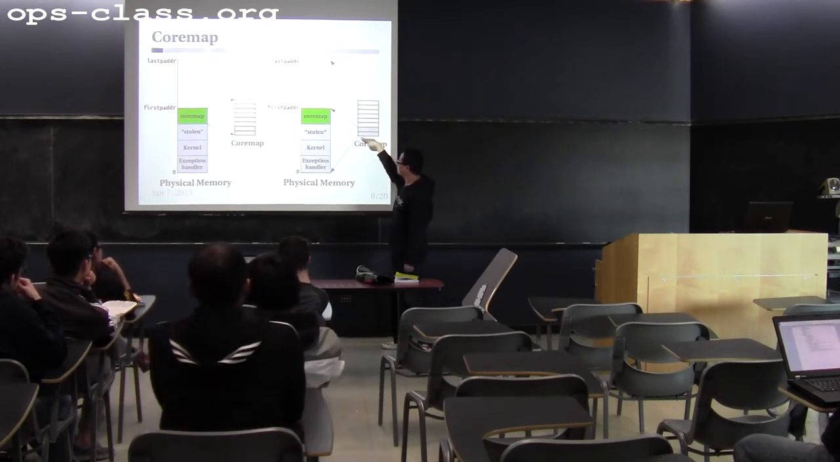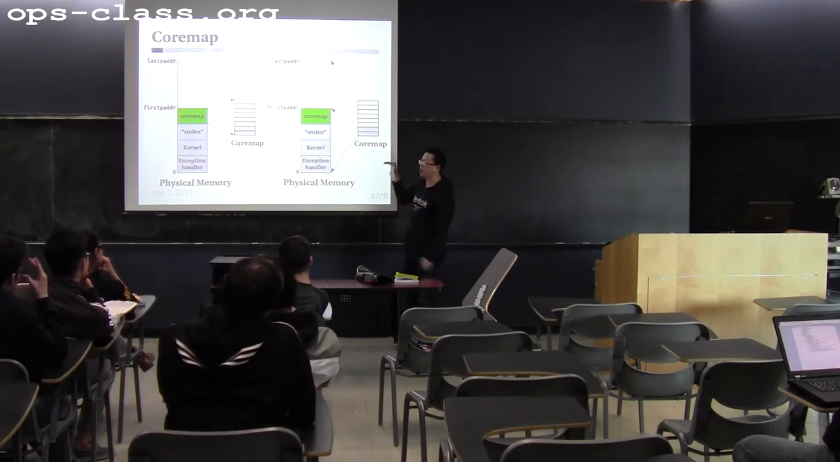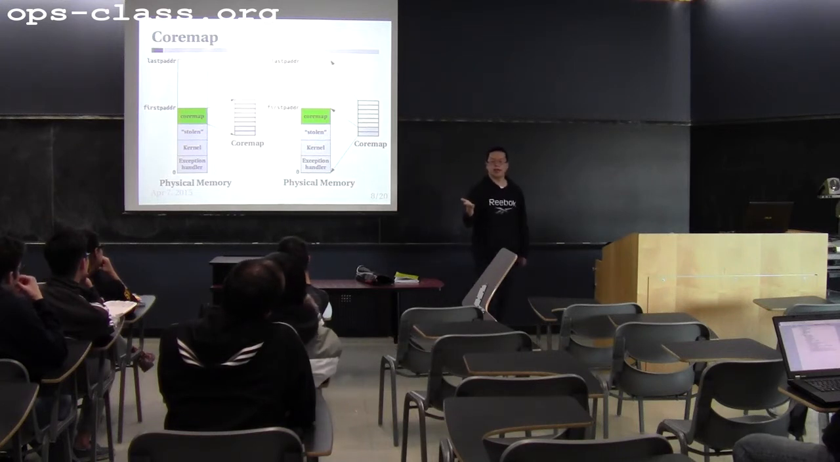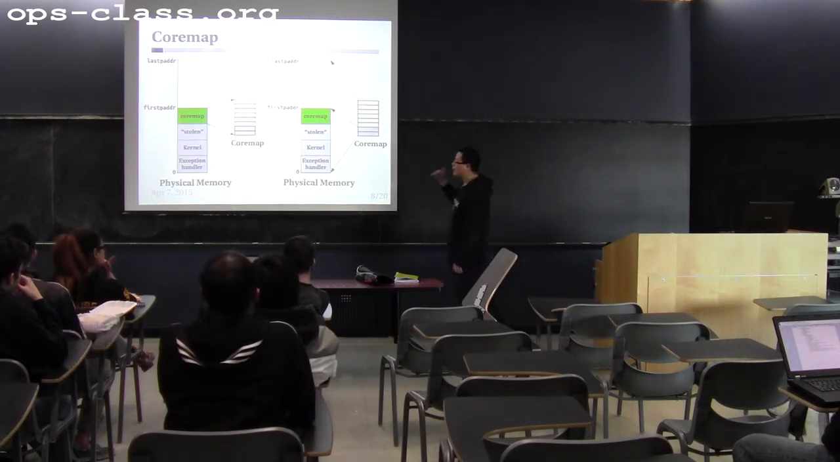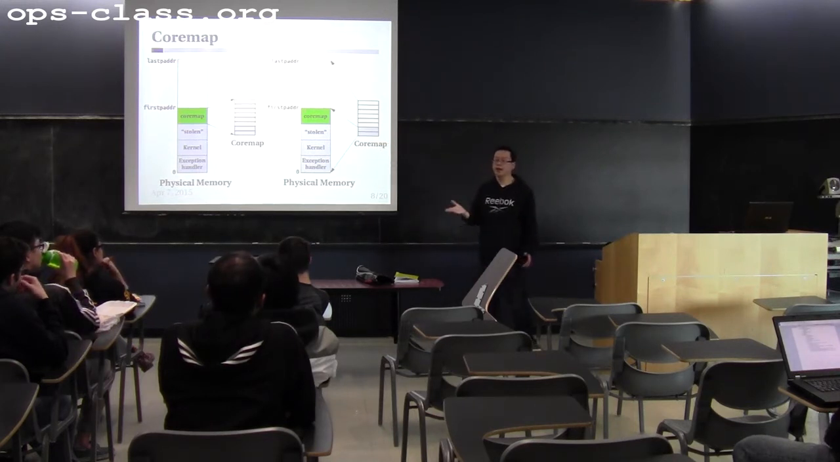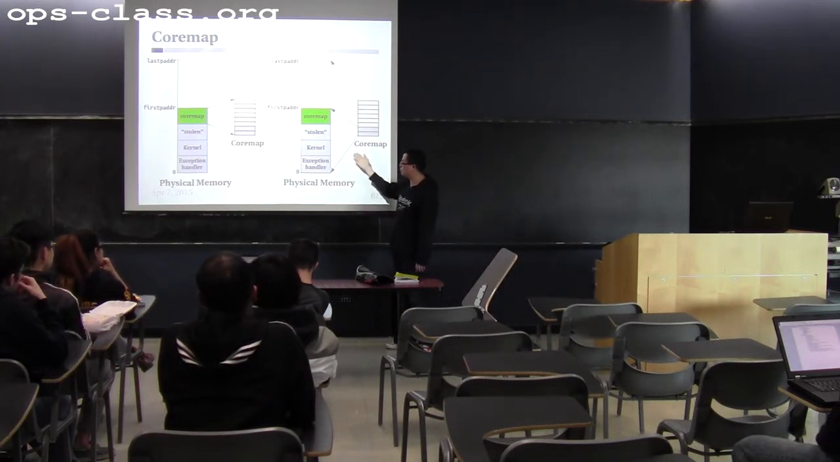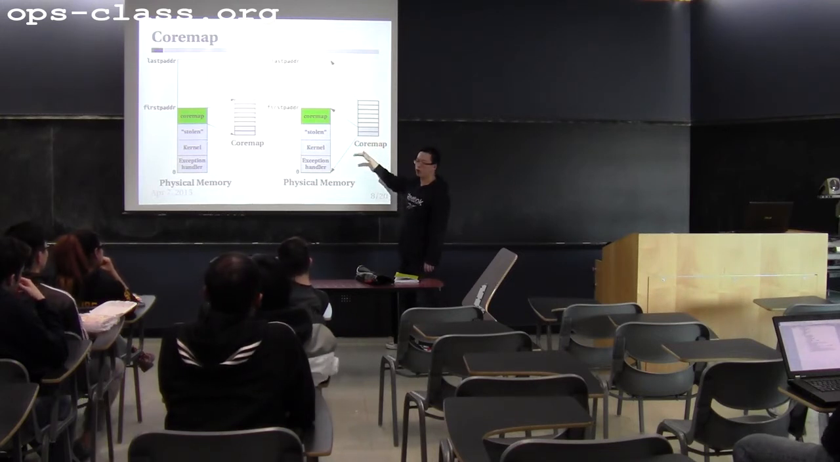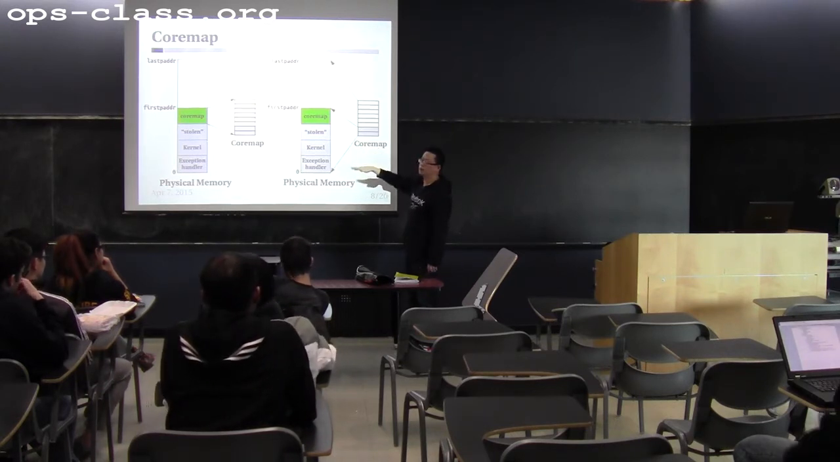And by mapping every physical page, the translation between the physical address and the index into the coremap is very easy, right? Suppose you have physical address 8K. Then what's the index into the coremap entry corresponding to that physical page? 8K divided by 4K, which is 2, right? 0, 1, 2. So the translation between the coremap index and the physical address is very straightforward in this mapping. You have a one-to-one mapping between the physical addresses of the pages and the coremap index.